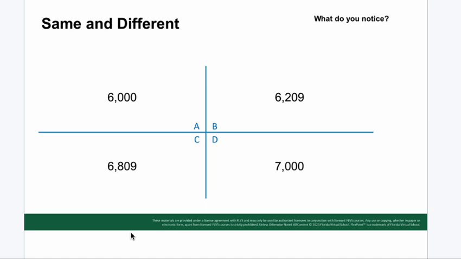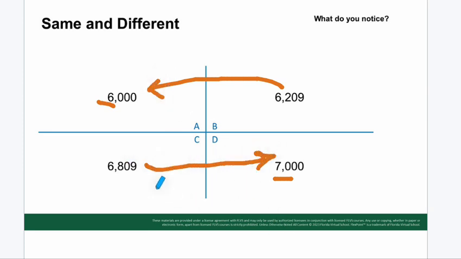So what do you notice about these numbers? Hopefully you noticed that 6,000 and 7,000 are both to the thousands place value. I see that 6,200 would round to the number 6,000, and 6,800 would round to the number 7,000. I also see that these are all exact numbers, so these are to an exact place value.